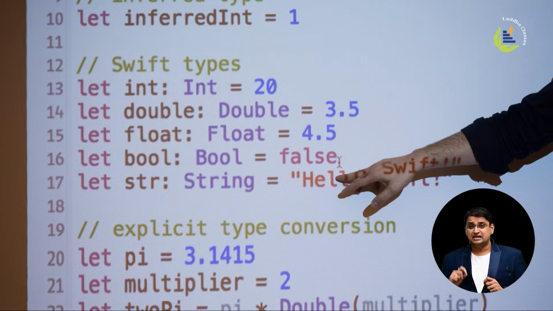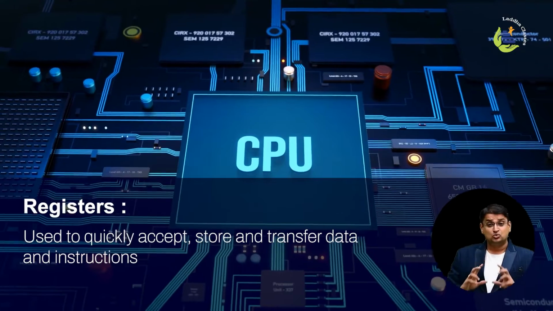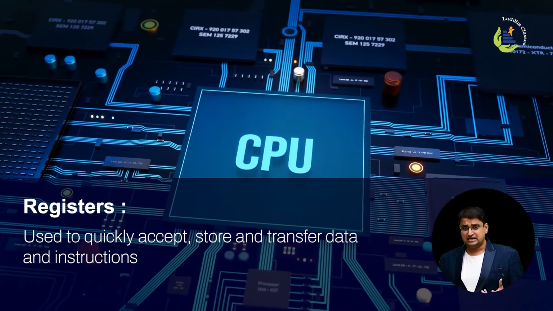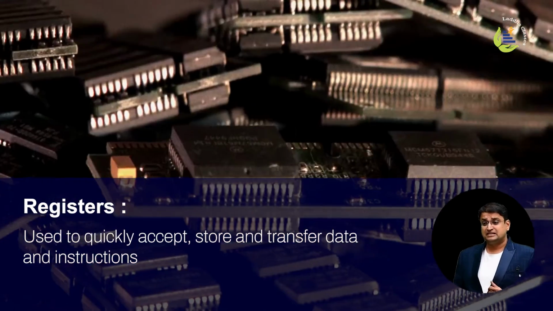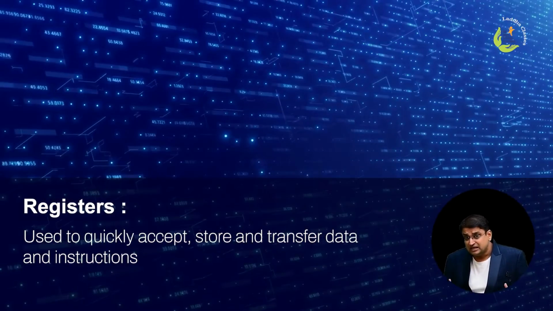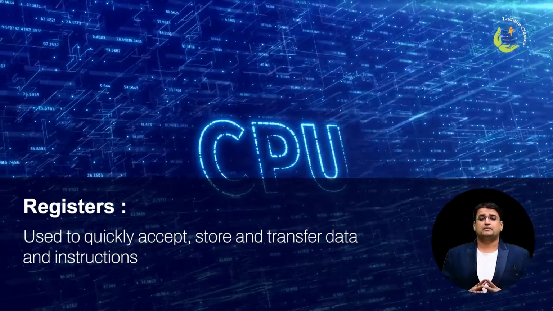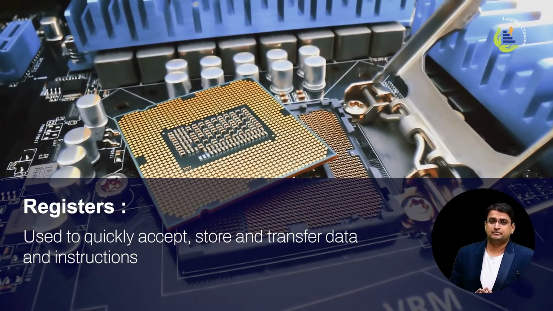Comparison operations like equal, greater than, less than, not equal. Registers. These are used to quickly accept, store, and transfer data and instructions that are being used immediately by the CPU. These registers are the top of the memory hierarchy and are the fastest way for the system to manipulate data. The number and size of registers vary from processor to processor.